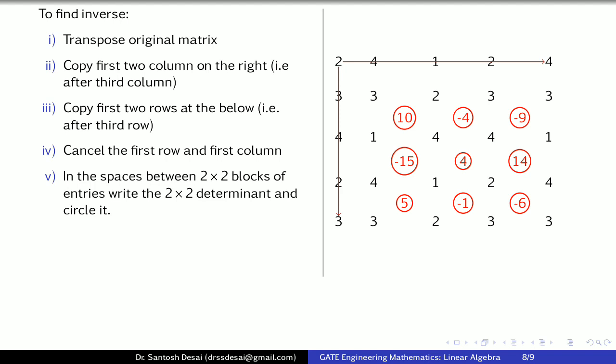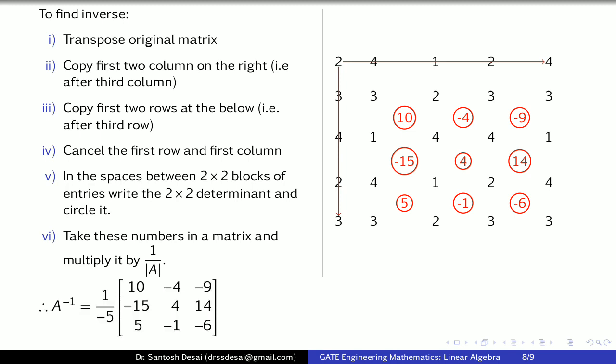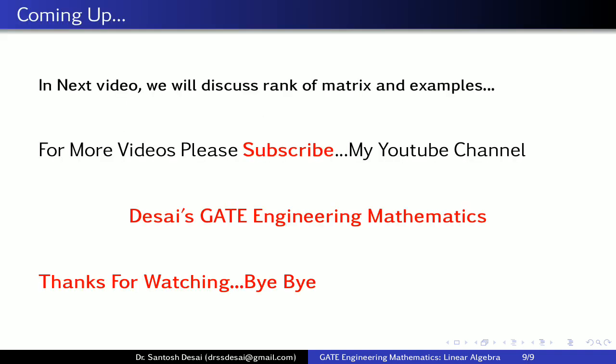Once you do this, the job is over and then you will get the A inverse. Take these numbers in a matrix and multiply it by 1 upon determinant of A. So the circled numbers you have to write in the form of a matrix and multiply by 1 upon determinant of A, and thus we get A inverse. Therefore A inverse is equal to 1 upon minus 5 times the remaining matrix.